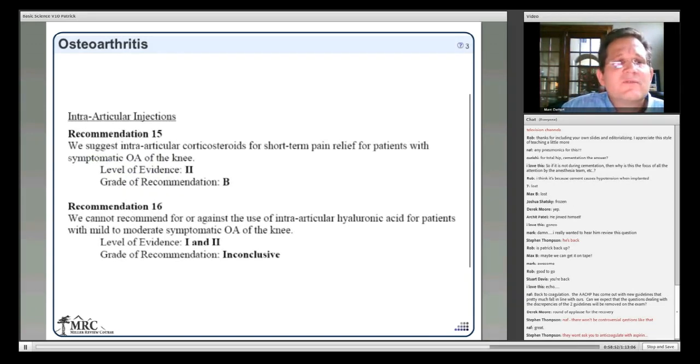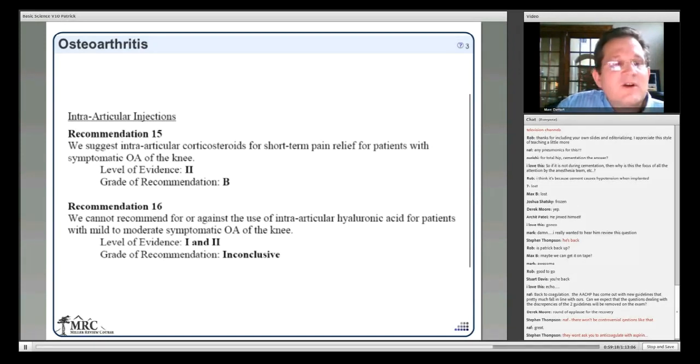Now, this is straight from the guidelines, and intra-articular injections get their own little section. Probably good test technique: if there's two answers that are saying the same, one of them is probably the right answer. According to the Academy, though, intra-articular steroids have good evidence for short-term relief, but the use of intra-articular hyaluronic acid for mild to moderate symptomatic osteoarthritis is really inconclusive, with pretty high levels of data.